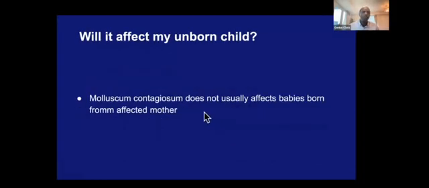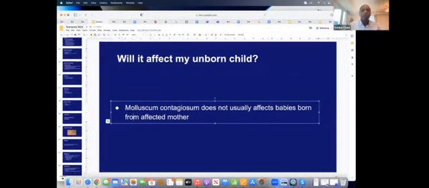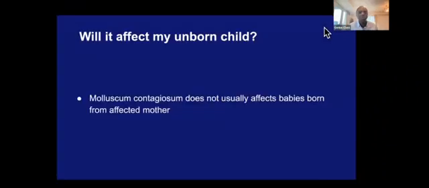Now, the question is, will it affect my unborn child? Molluscum contagiosum generally does not affect babies from infected mothers. So even if she is infected, usually Molluscum contagiosum does not affect the unborn child. But it's something that can be monitored when the baby is born, just to make sure everything is okay.